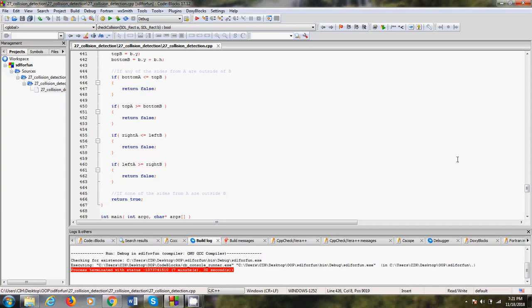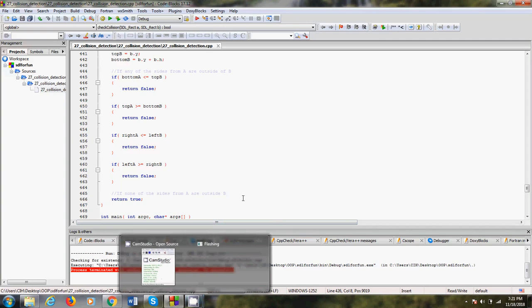So if none of these conditions hold, then we can return true, because in that case the collision would have taken place, since box A or box B would have moved inside the other. So we would then return true.